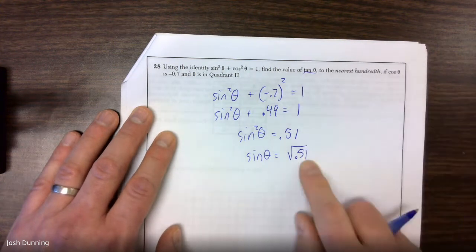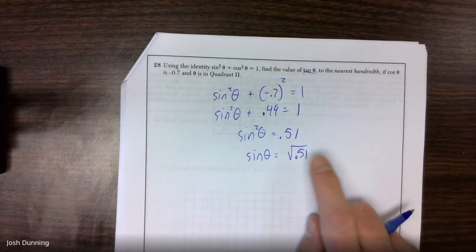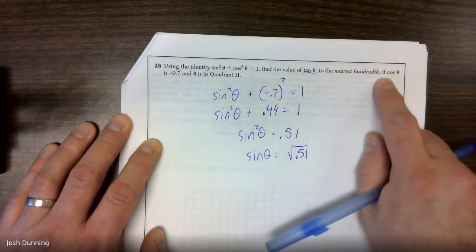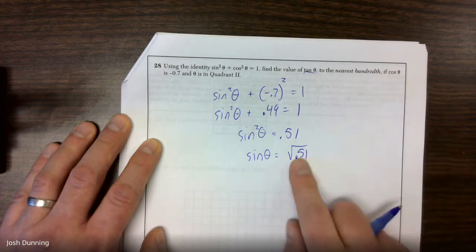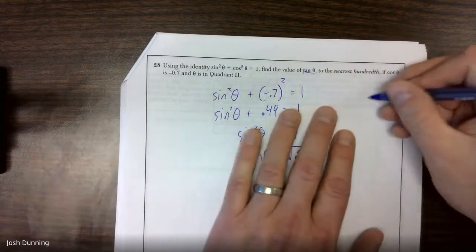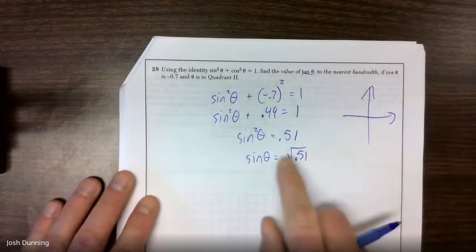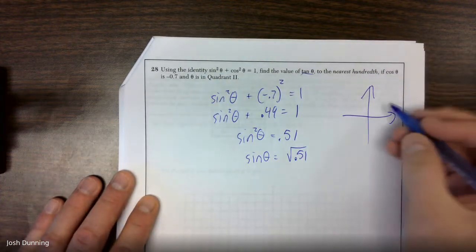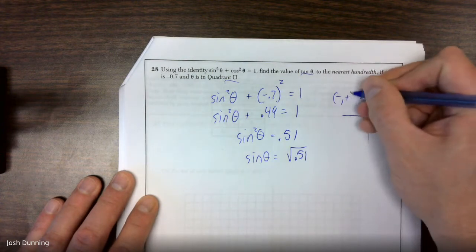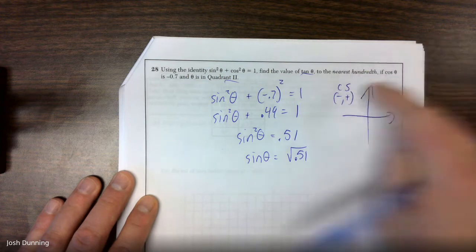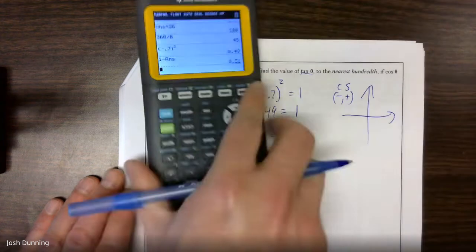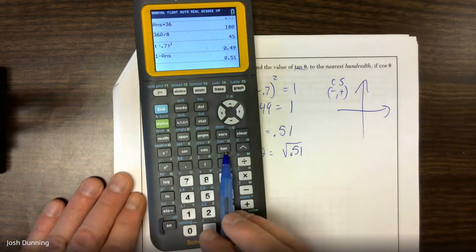Now, this clearly is not going to be a nice cooperative number, so for now, I'm just going to leave it like this. I want it to the nearest hundredth, but I'm not done yet. I've got to find tangent. First off, let's see whether we want the positive or the negative square root. Quadrant 2 is here: left, up, cosine, sine. Yep, so sine should be positive. Sine over cosine gives you tangent.